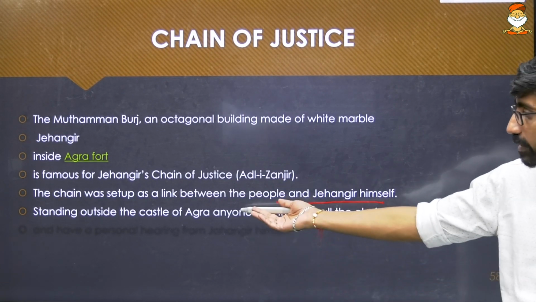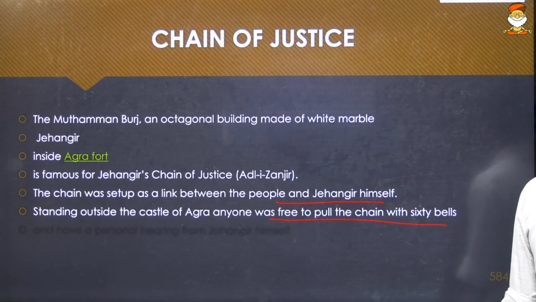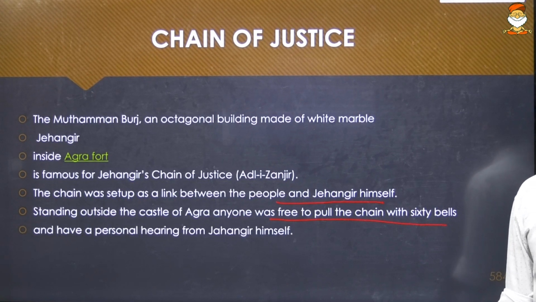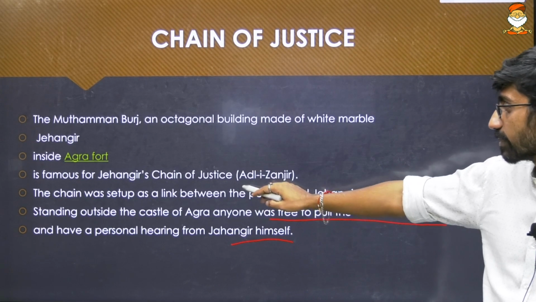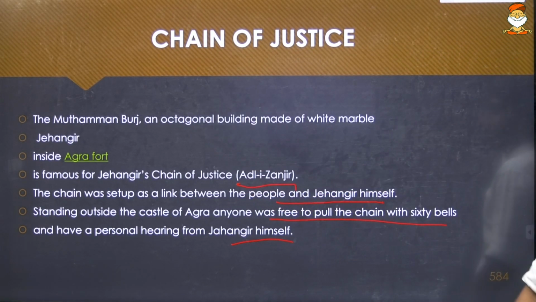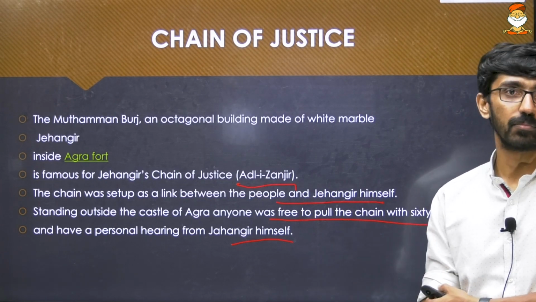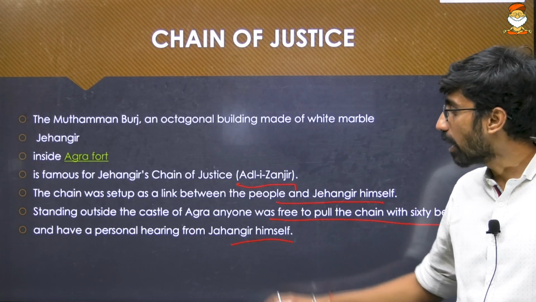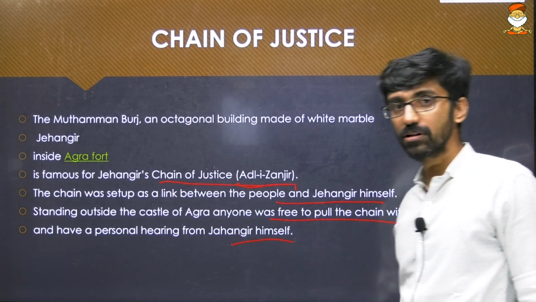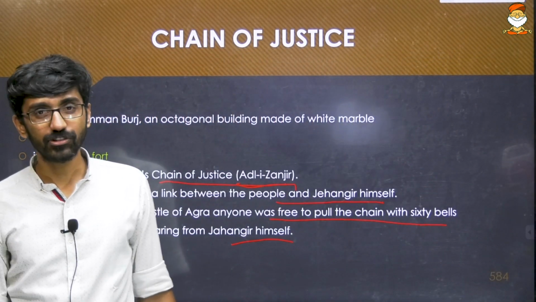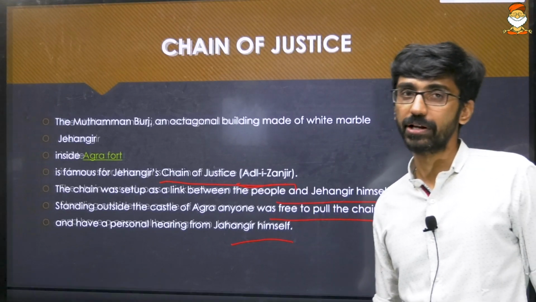Outside the fort, anyone was free to pull the chain with 60 bells, and Jahangir would address that. I would personally hear from Jahangir himself, and that is called the chain of justice, Adl-i-Zanjir. It was in the octagonal building, the Musamman Burj, made of white marble, and that building housed this chain of justice. This is about Jahangir mainly. All these are facts, so there is nothing to understand, but we have to keep revising all these particular facts.